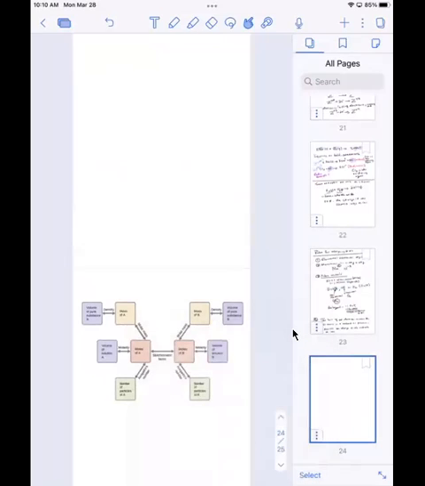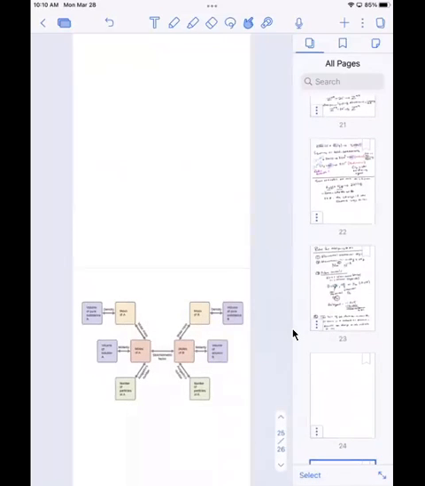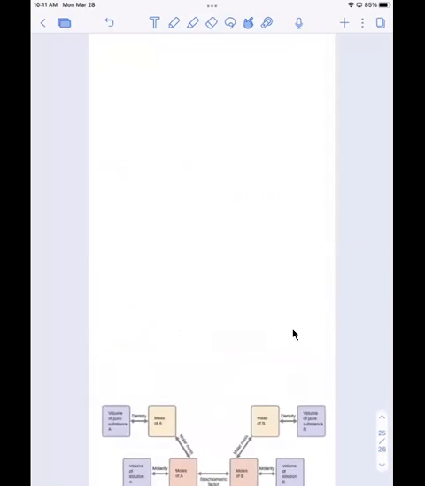So we're gonna do this now. So let's talk about oxidation numbers.